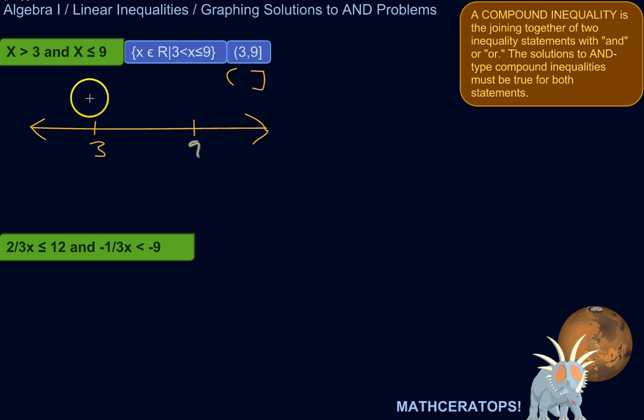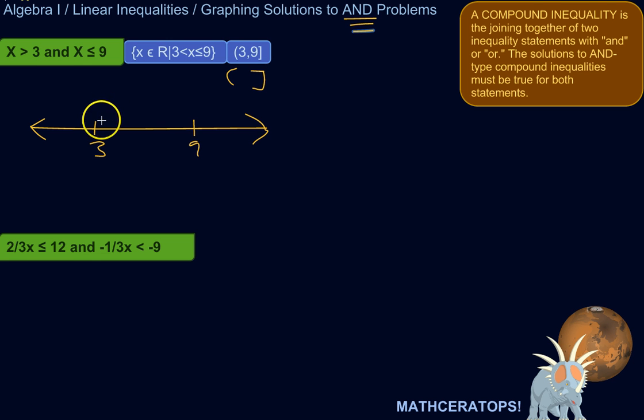The solution to an AND type problem will be the intersection, or the overlapping, of the two inequalities that are being joined by AND. So what I would do is lightly draw out each one individually and then see where they overlap, if anywhere. There could be no solution. See where they overlap, and then make that your real answer. So let's look at these individually. X is greater than 3.